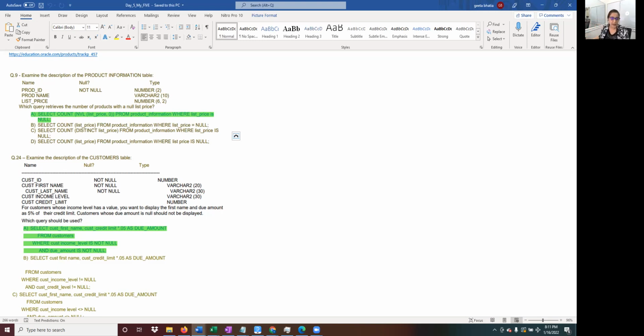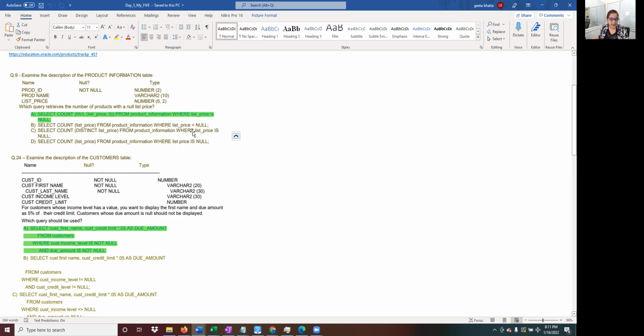When I'm going by rejection, the first answer looks okay, but before that, let's do the second one. So WHERE list price equal to null, I don't even need to read the whole query. The WHERE clause itself is wrong. I don't know right now whether NVL is used, but at least I know IS NULL is used, because it clearly says the product value is null. So this is wrong, because in a WHERE condition we never use equal to with null.